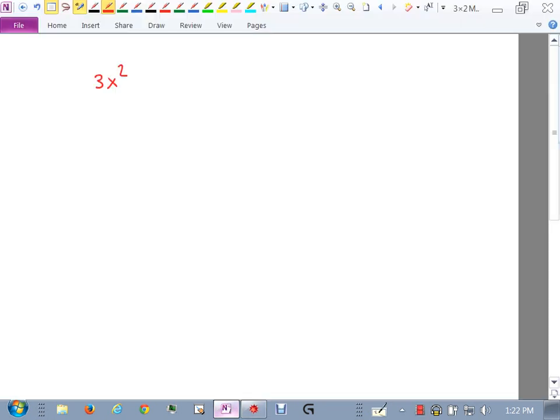Let me see if I have my notes. Oh, here they are. Limit as x goes to infinity of 3x squared plus 2x minus 5 over negative 4x squared plus 7.